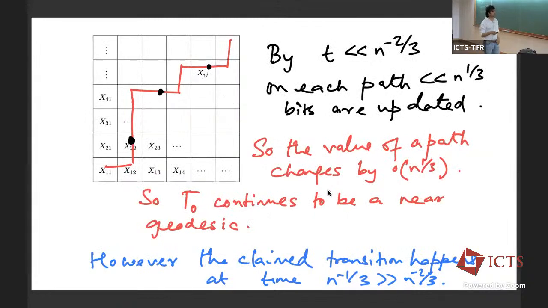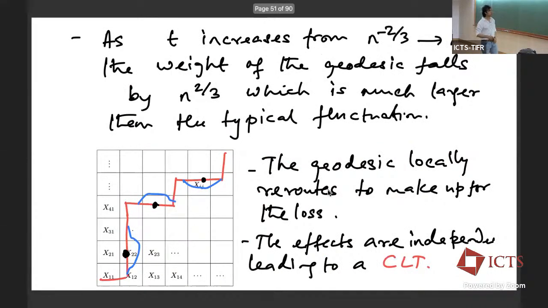Okay, so as I said, the value of the path does not change much. So this path continues to be a near geodesic by this time. However, the transition happens at a later time, which is n to the minus 1/3. At time n to the minus 1/3, the number of bits that get updated on the path is n to the 2/3 now.